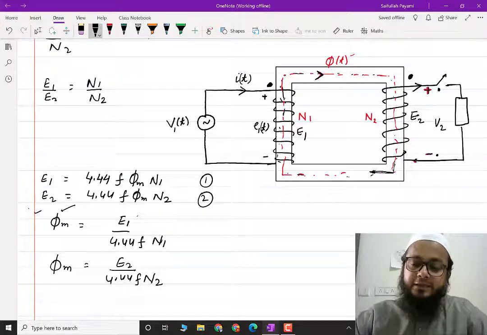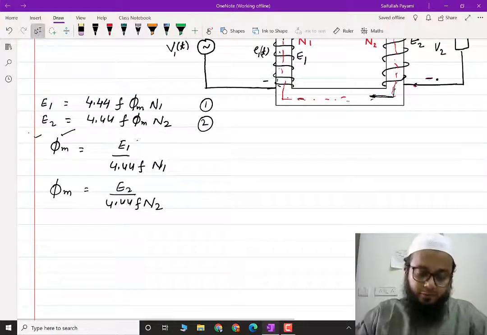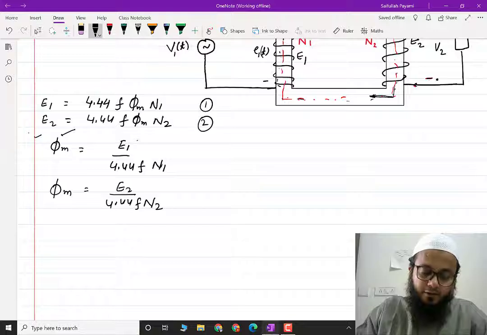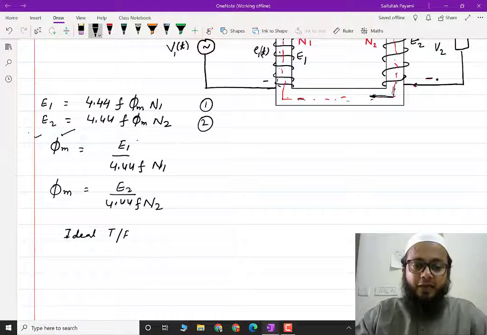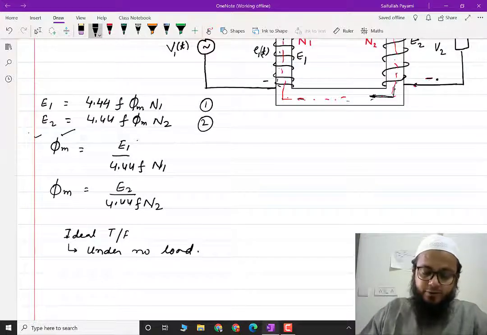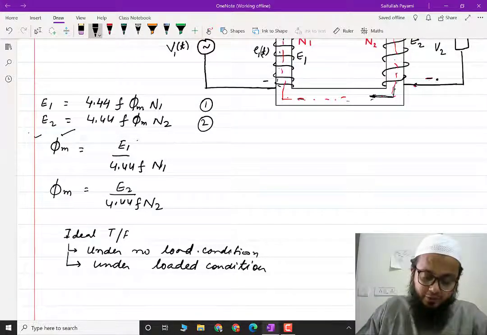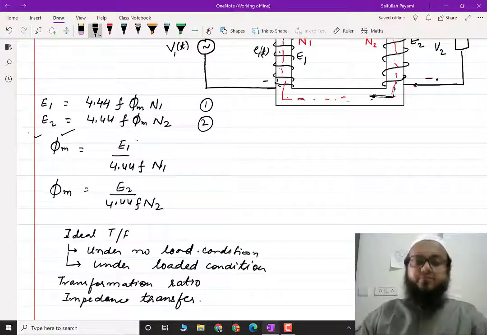Now I am considering the case of an ideal transformer first. So today we will talk about the ideal transformer. We'll put some conditions which would replicate an ideal transformer. We will deal with this ideal transformer under no load condition, and then under load condition. After that we will talk about transformation ratio and impedance transfer.